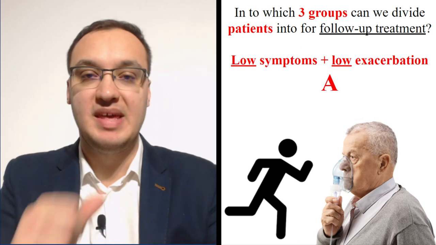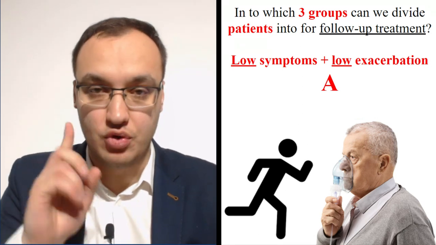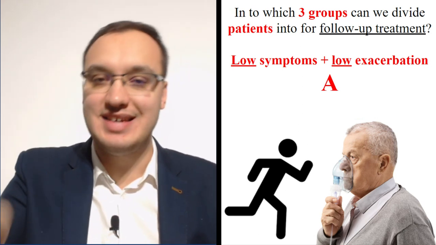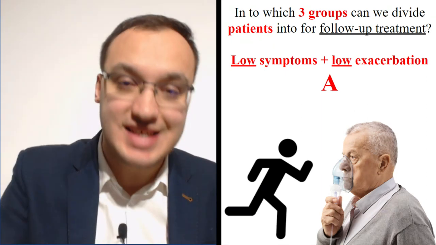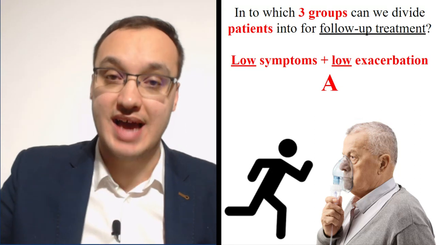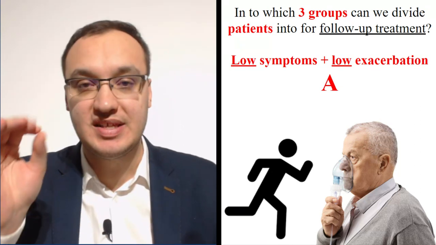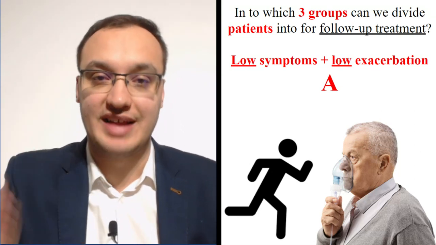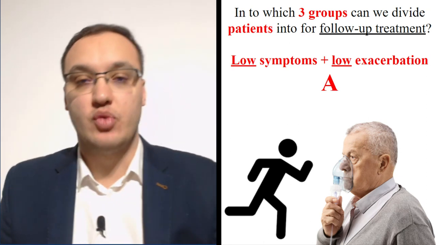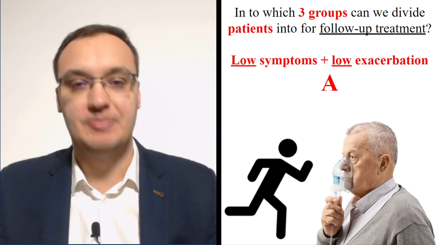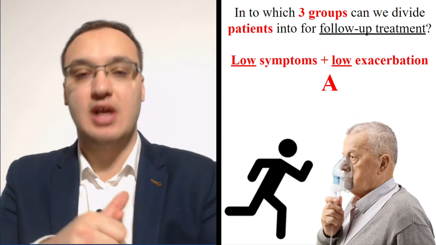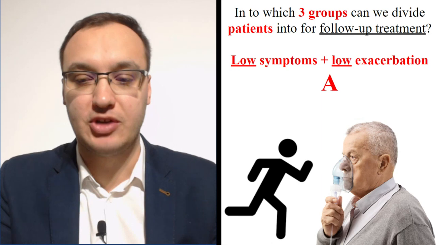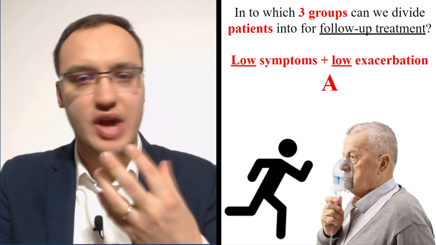Low symptoms can be A or C. But because I added this other point, which is low exacerbation, it cannot be C, because we said C is high exacerbation. This means it is only possible to categorize this patient as A. So we have three groups here for the follow-up treatment that we will use. Category A patients: low symptoms, low exacerbation. This can be shown in the picture here. He can run and he doesn't really have symptoms.